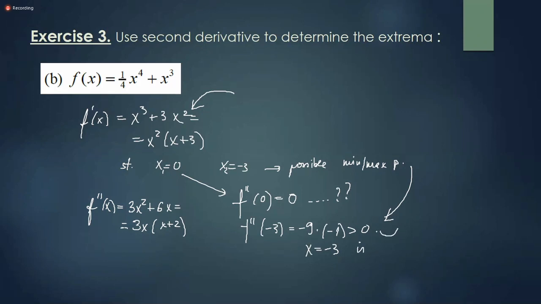So the shape is this. You can remember the shape is this. So this is a minimum point. Minus 3 is a minimum point for this function.